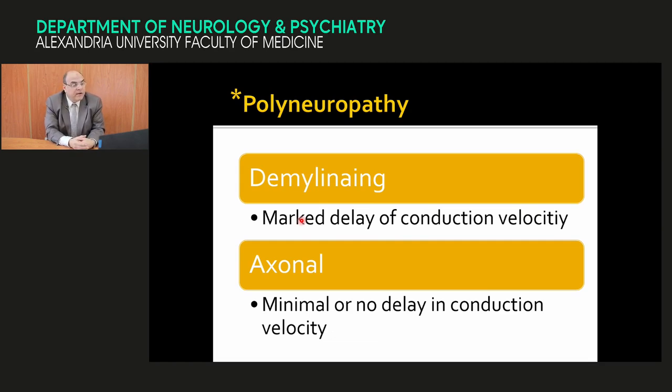Second, we do a peripheral nerve conduction study. If we have a marked reduction of the conduction velocity, this is demyelinating polyneuropathy. If the conduction velocity is normal or slightly reduced, this is an axonal neuropathy. Demyelinating neuropathy, the only diagnosis I want you to remember is Guillain-Barré syndrome or acute inflammatory demyelinating polyradiculoneuropathy. Axonal neuropathy, most of the causes, toxic causes, metabolic causes, usually cause axonal neuropathy.